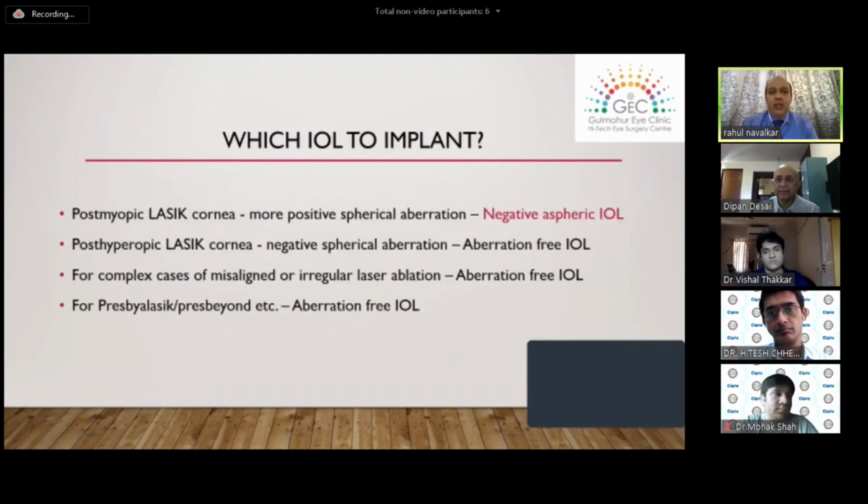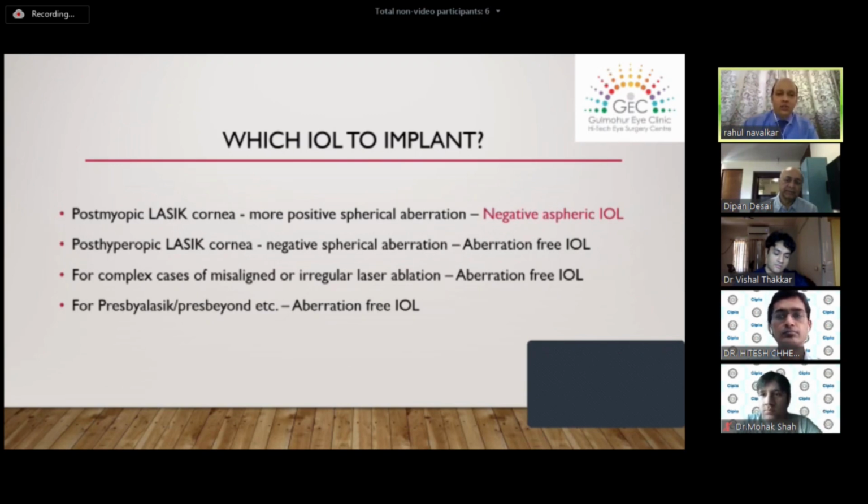Now, which IOL to implant? As you can see, in post-myopic LASIK we have more positive spherical aberrations, so a negative aspheric IOL would be really beneficial, since the natural positive spherical aberration of the cornea is increased even in a wavefront-optimized LASIK. But in post-hyperopic LASIK, or in irregular ablations or misaligned aberrations, you don't want to induce further corneal aberrations. So you go with an aberration-free IOL.